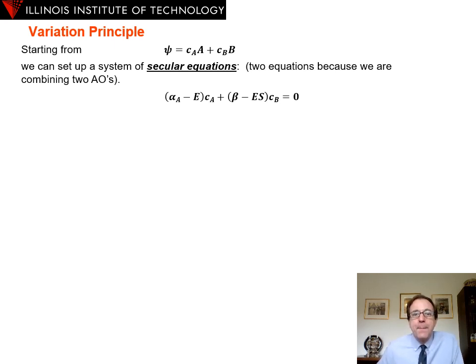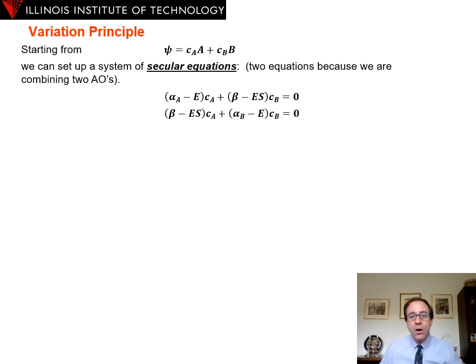Again, we'll talk about what beta and S are in just a second, times the coefficient of the B wave function. So that's the first of the two secular equations. Then a similar equation where we swap the terms a little bit. So we get B minus ES times the coefficient for the wave function A, plus now it's alpha sub B. So it's the alpha that corresponds to the wave function B. We'll talk about that in a second, minus the energy, times the coefficient of the B wave function.